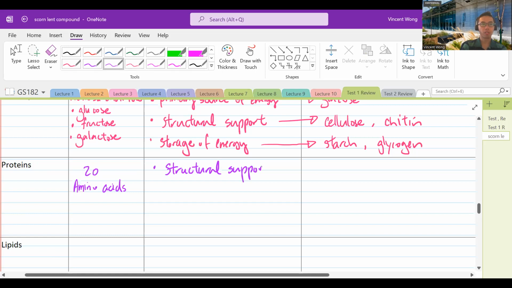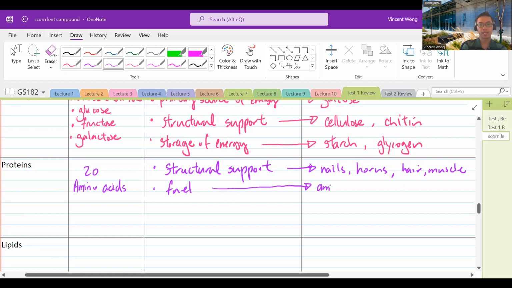Structural support. For example, like your nails, horns. We don't have horns, but like, you know, some animals do. Hair, some proteins in it. Muscle. Okay. We can use them as fuel for secondary sources.